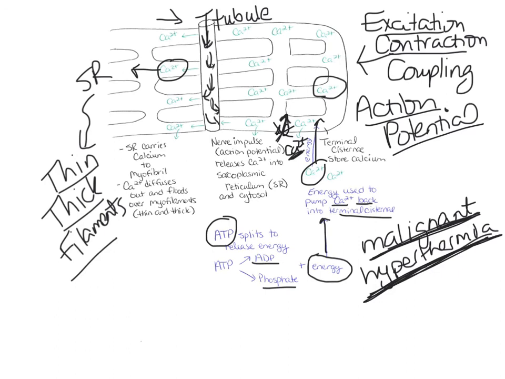Okay, but we're talking about normal conditions. So the action potential has traveled down that T-tubule. It hits the terminal cisternae. The terminal cisternae release the calcium into the sarcoplasmic reticulum.